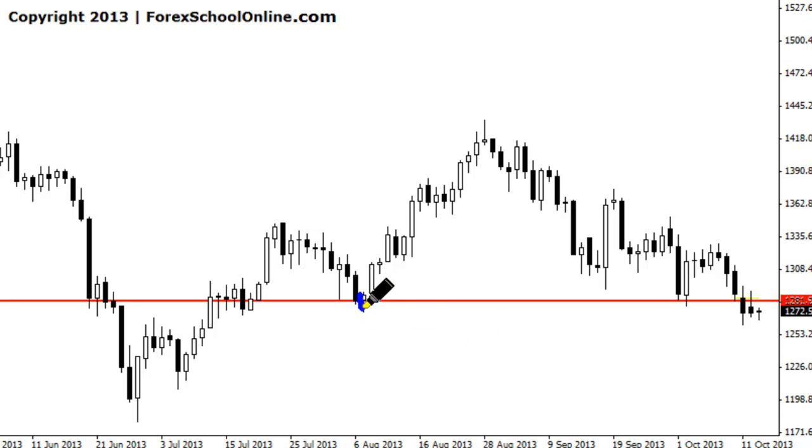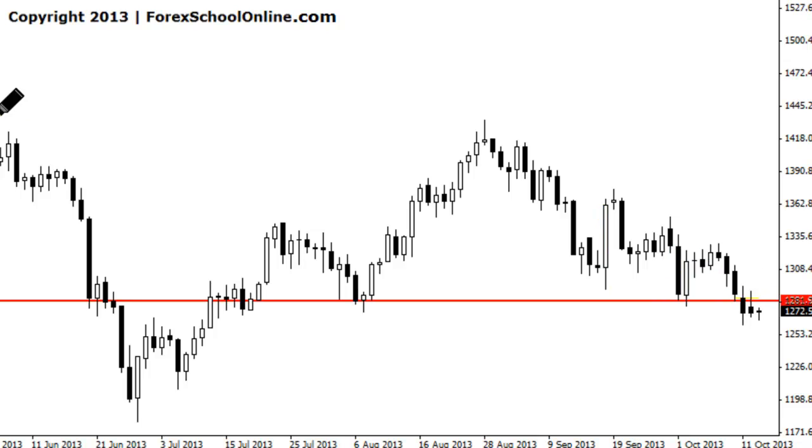We had a candle wick, and you'll notice the candle wick popped through, but it could not close below. That was the key. We had another test, but the candle could not close below. We had a bounce. And then we had the crucial close below.